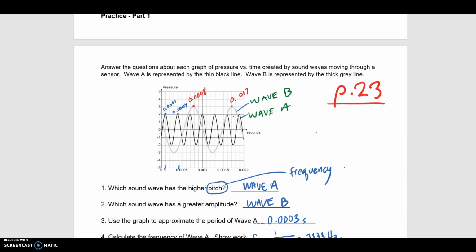Academic Physics, Waves and Sound, page 23. Important day today. You will be assessed Thursday this week, and there will be a problem like this.